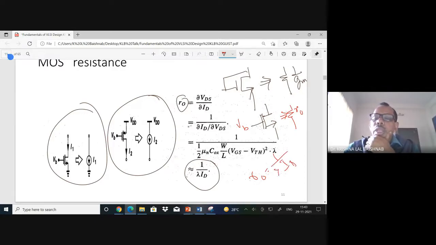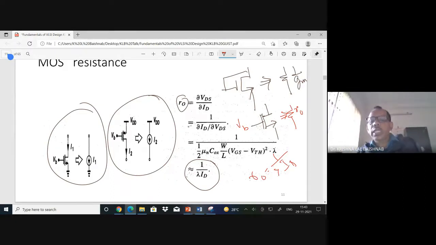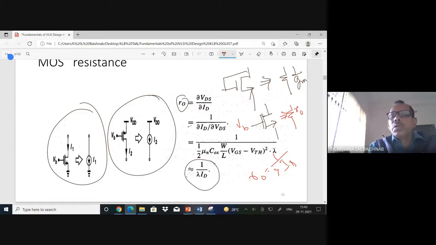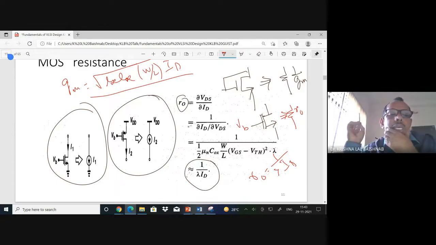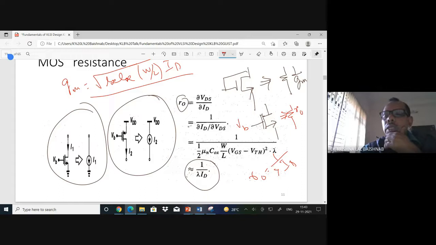All of you know gm is basically the transconductance, and it has an expression. We can derive it, and the formula is gm = sqrt(2 mu Cox W/L ID). If W/L is high, gm is high; if ID is high, gm is high. But the resistance is something different: 1 by gm is called the resistance.